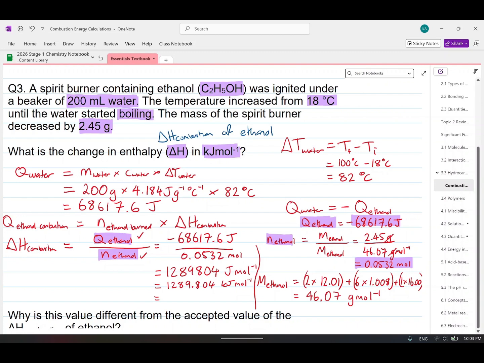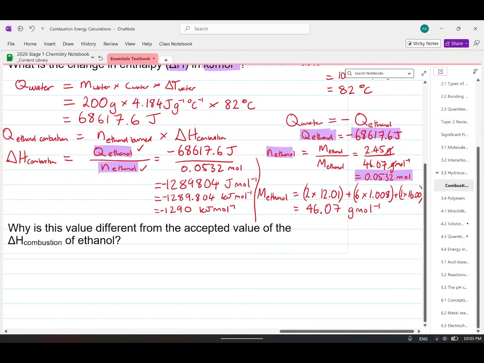It is a common one. Try not to mess it up. You won't lose every single mark in a question for it, but you will lose some. And so that is our final value for our delta H of combustion of ethanol that we've calculated in this experiment. Now, the final part of this question is asking us to actually compare it with the accepted value for the combustion of ethanol.